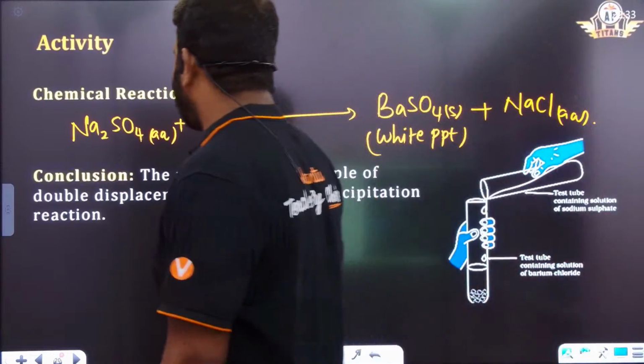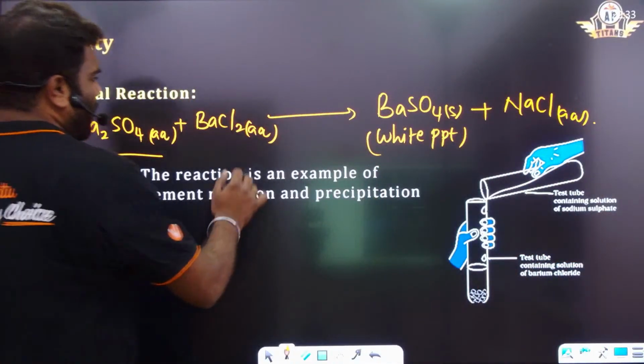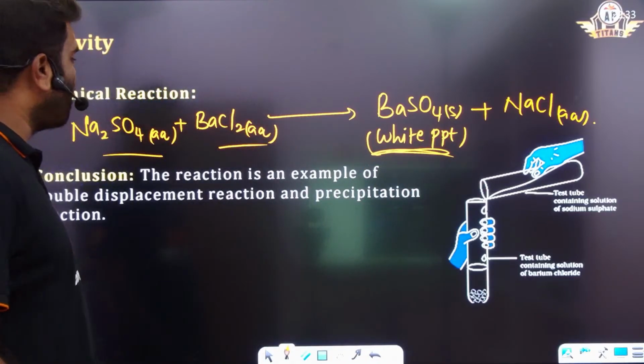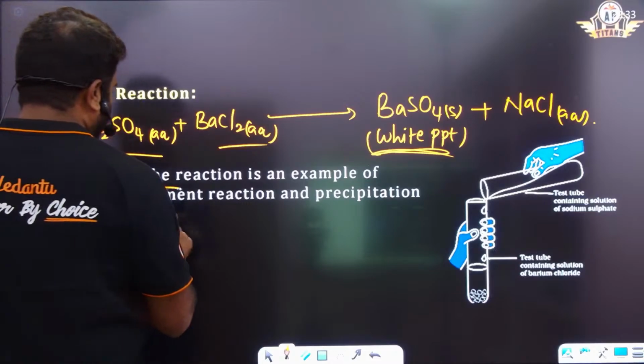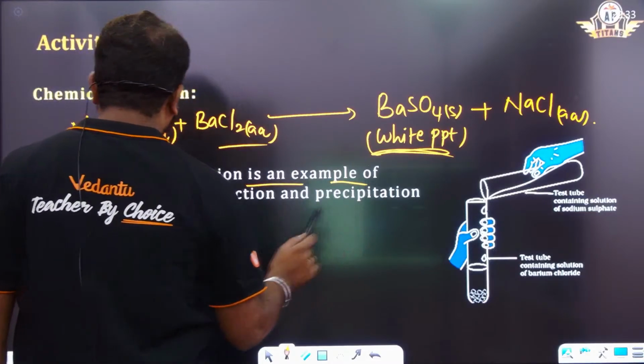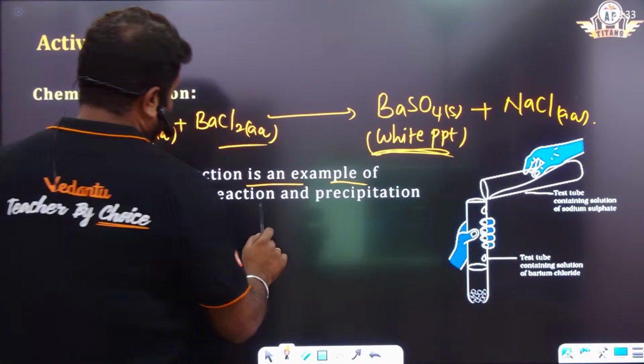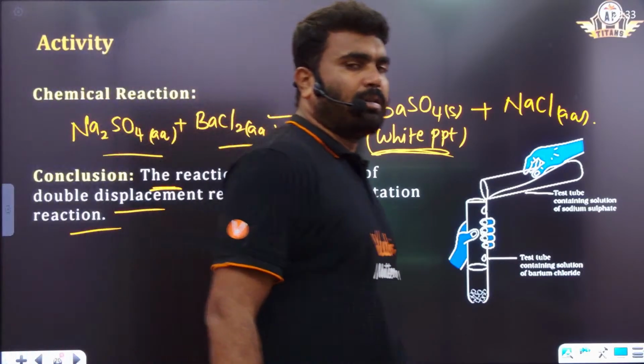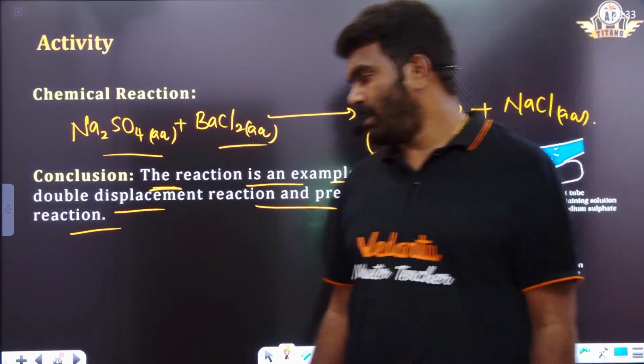Okay, so what happens here is Na2SO4 and barium chloride react, and a white precipitate is formed along with sodium chloride. So the reaction is an example of a double displacement reaction and a precipitation reaction.